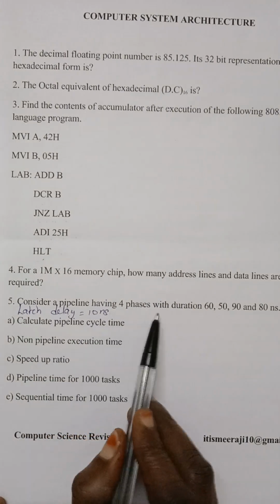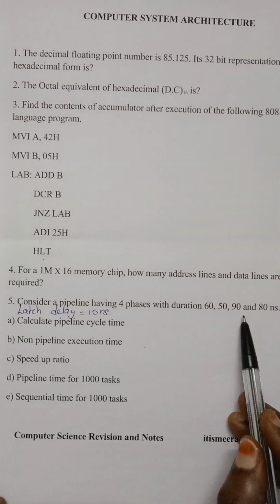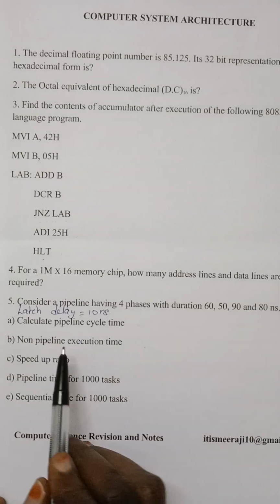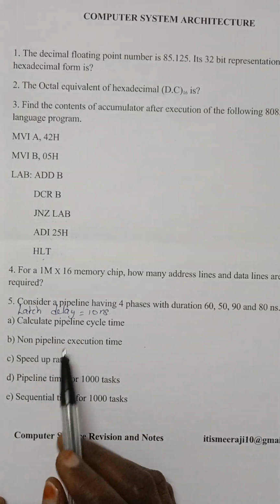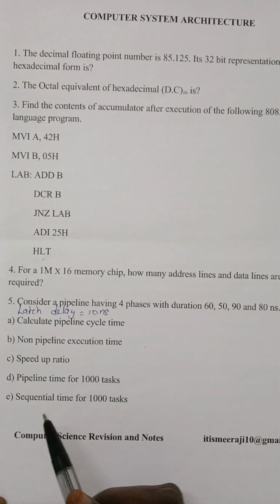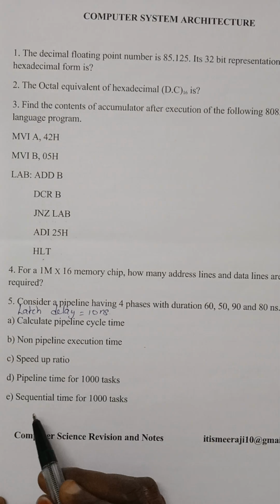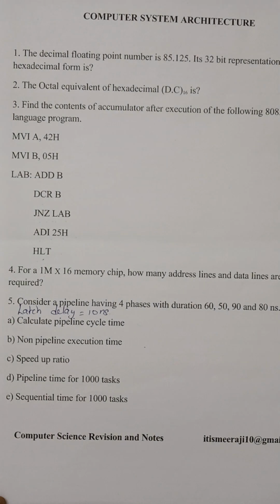Consider a pipeline having 4 phases with the durations 60, 50, 90 and 80 nanoseconds, and the latch delay is given as 10 nanoseconds. Now we have to find out the value of pipeline cycle time, non-pipeline execution time, speed up ratio, pipeline time for 1000 tasks, and sequential time. So we'll solve this problem.